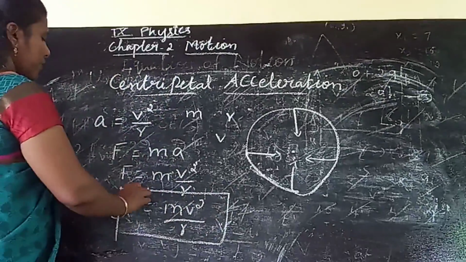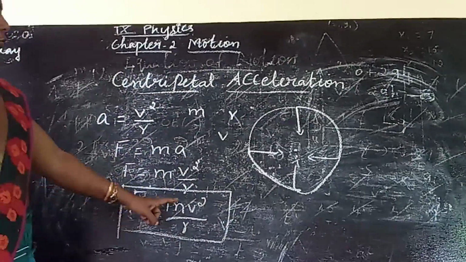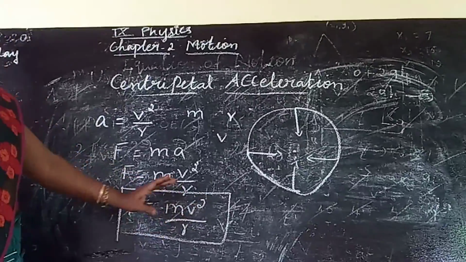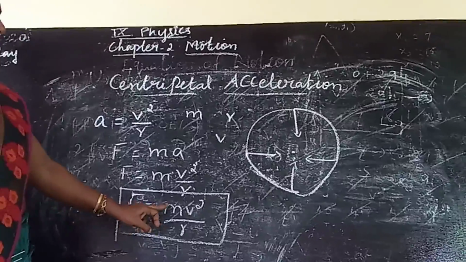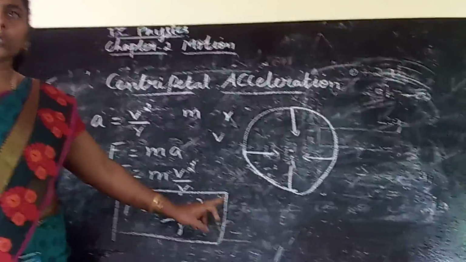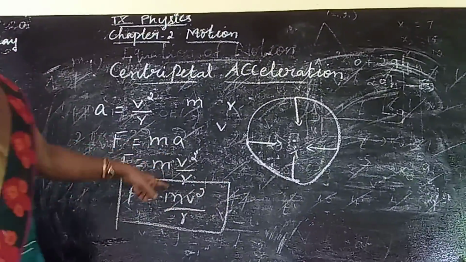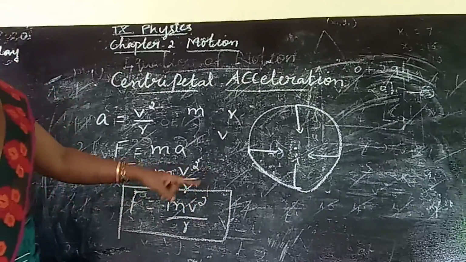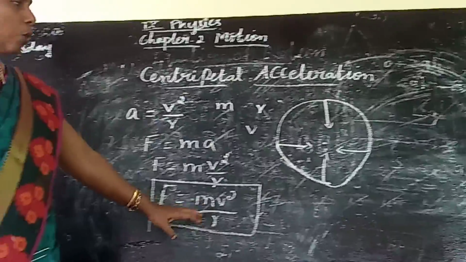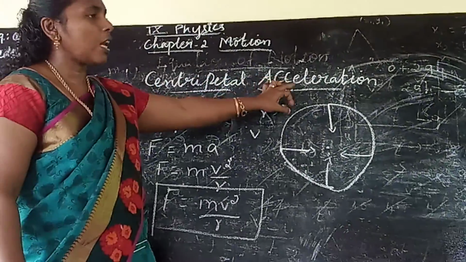What's the formula for centripetal force? F equals m v squared by r. This formula you have to learn. What is m? Mass of an object, v is the velocity of an object, and r is the radius. So these are about centripetal acceleration.